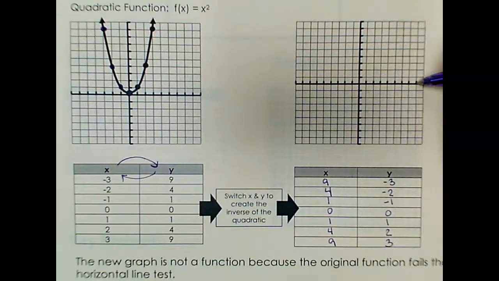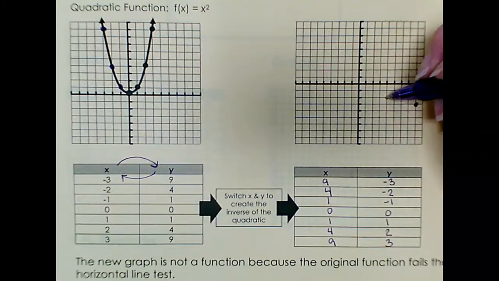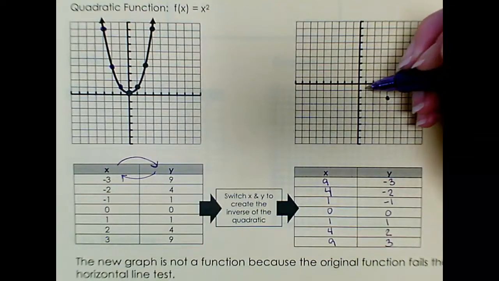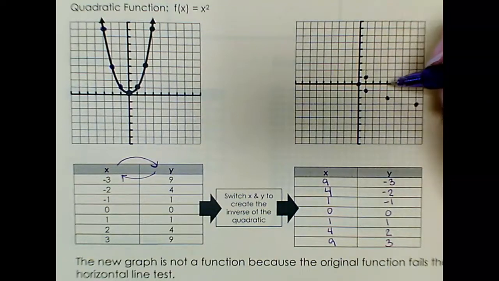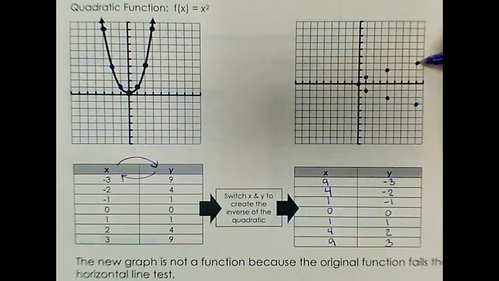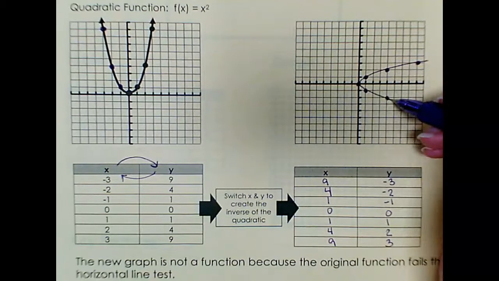So 9 comma negative 3, 4 comma negative 2, 1 comma negative 1, 0 comma 0, 1 comma 1, 4 comma positive 2, 9 comma positive 3. So here's my inverse of the quadratic parent function.